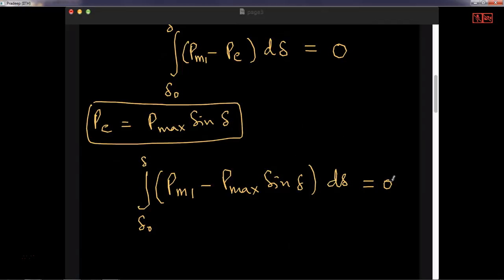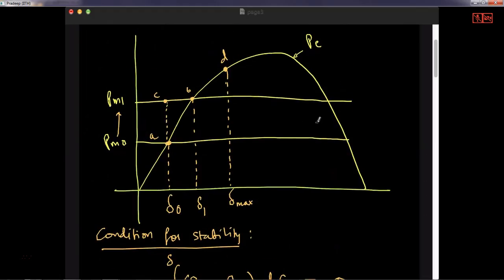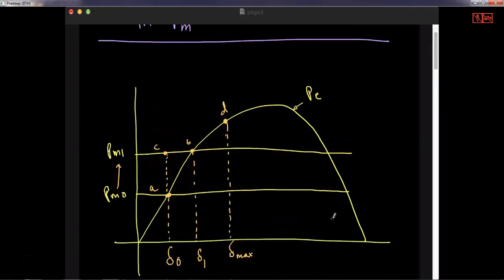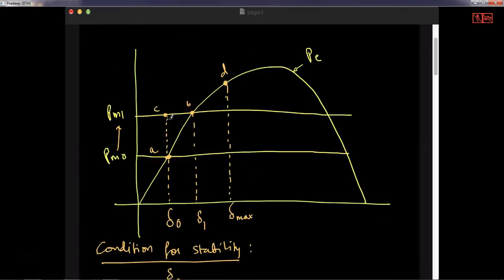Now, if I go up, what does this indicate? I'm interested in this area and this area. So I'll split the integral into two parts, from delta naught to delta 1, and so on.